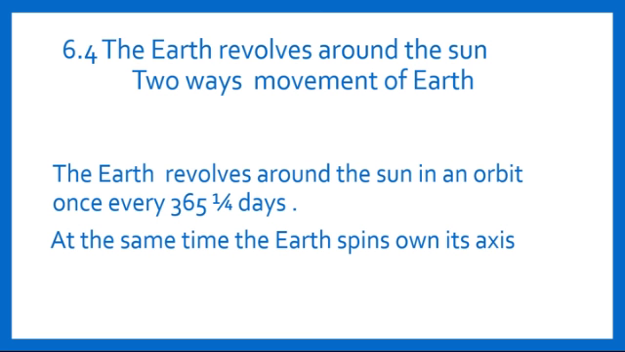Okay, and at the same time the earth spins on its axis. These are the two movements of earth. First movement is the earth moves around the sun in an orbit. Second movement is the earth spins on its axis. Okay, these are the two movements of earth.